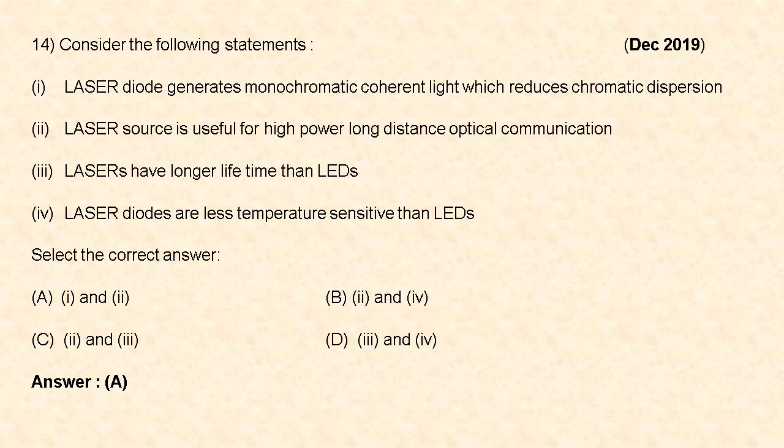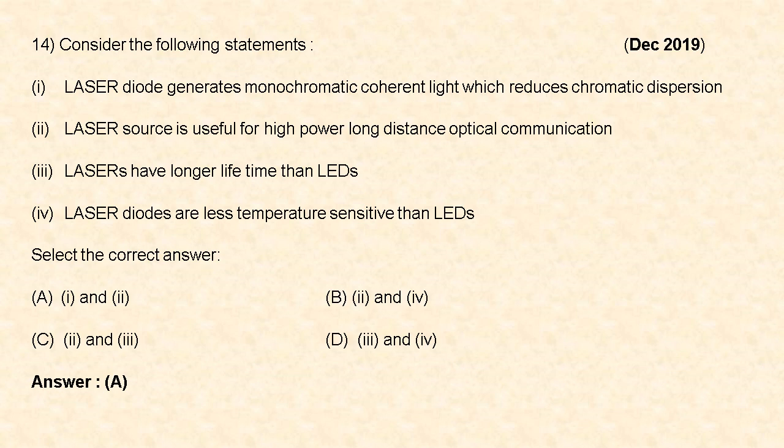Next question. This question was asked in December 2019. Consider the following statements. Laser diode generates monochromatic coherent light which reduces chromatic dispersion. Laser source is useful for high power long distance optical communication. Lasers have longer lifetime than LEDs. Laser diodes are less temperature sensitive than LEDs. Select the correct answer.